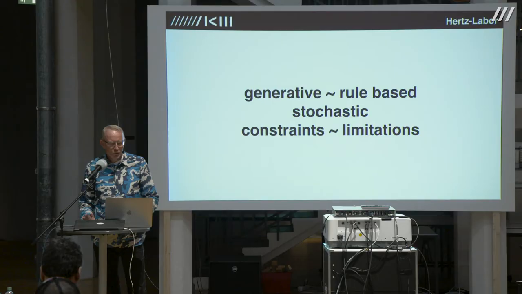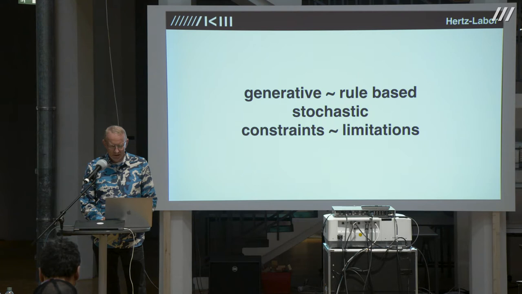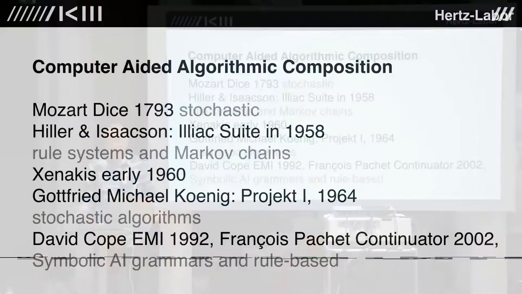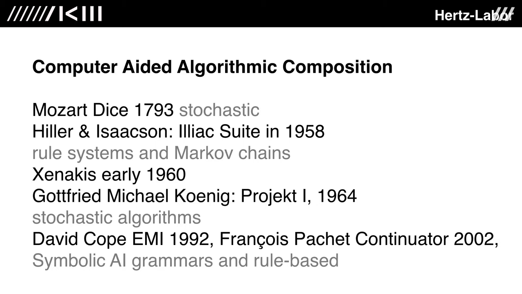If you have a GAN, you have a generator and a discriminator, and both work a little bit like a generative and a constraint system. So to go back into the history, we start with, or at least this is the most common knowledge, Mozart 1793, stochastic operations. In digital format, we start with Hiller and Isaacson in 1958 already. Xenakis used a lot of stochastic operations in all of his instrumental and as well electroacoustic compositions.